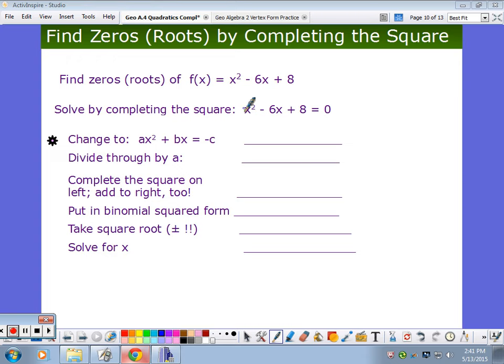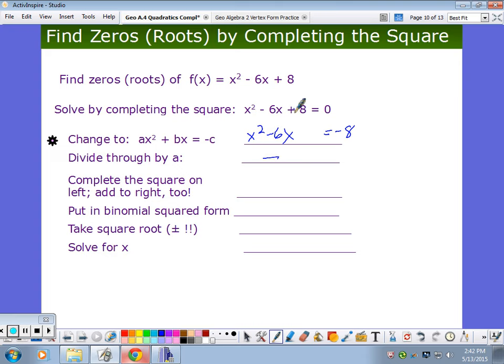It's easy to complete the square if there's a 1 here and this is an even number. But what you do is you move that 8 to the other side. It says divide through by A. If this wasn't a 1, you would have to divide everything through. If that was a 2 here, you'd have to divide. Okay, so we don't have to do that here.